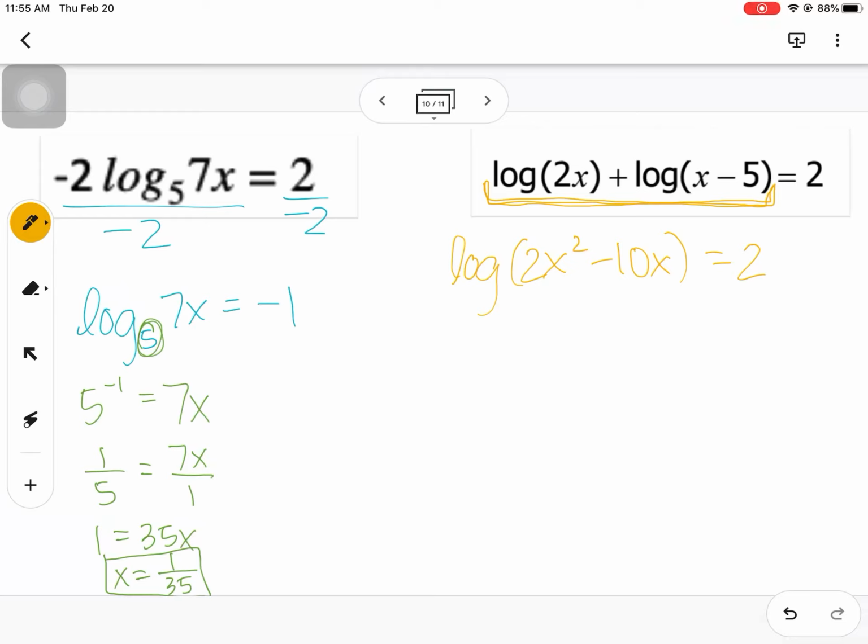When I do this, on specifically this one, I need to remember what base of the log it is when it's not written. And as a reminder, it is always a 10 if there's nothing written there. So this one's going to start with my base of 10, and it's going to be 10 squared equals 2x squared minus 10x. Again, I'm going to evaluate that. 10 squared is 100. And now I have a quadratic equation because of this squared term, so I need to set it equal to 0.